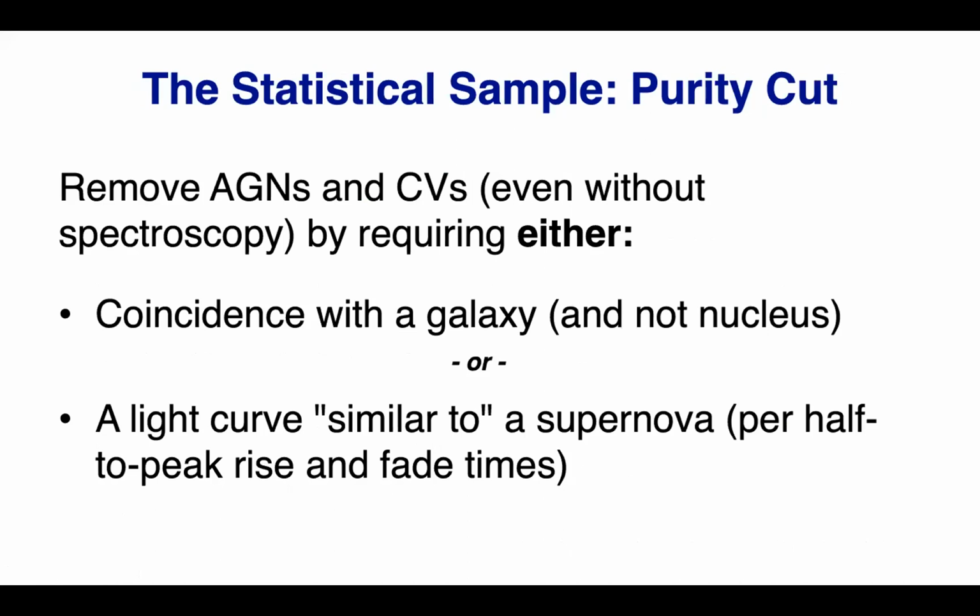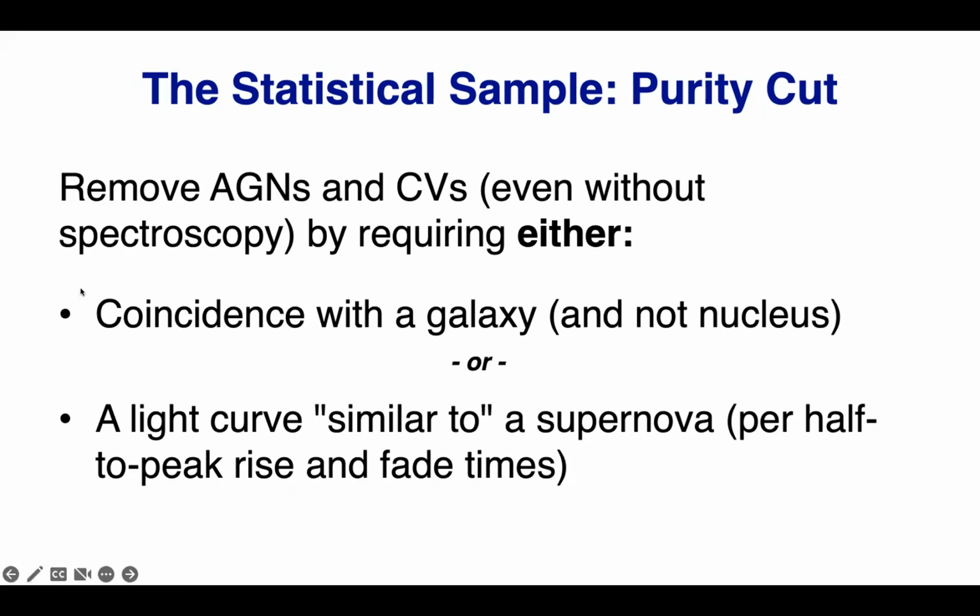We also add a special cut called the purity cut, which is an additional step to filter out certain types of variables that are not necessarily obvious at the time of scanning alone. So this is an either-or cut. We require one of two possible things to be true for this thing to enter into our sample.